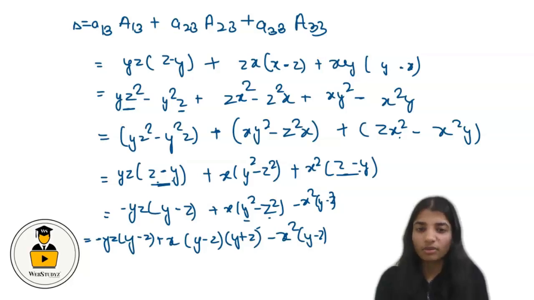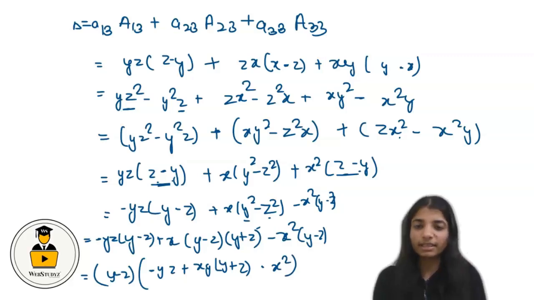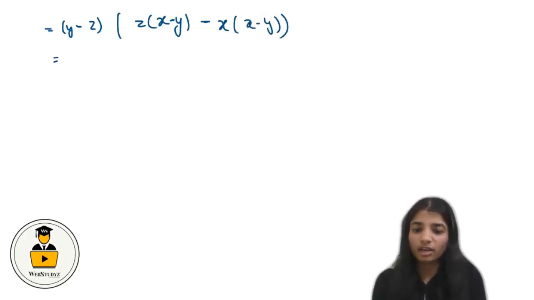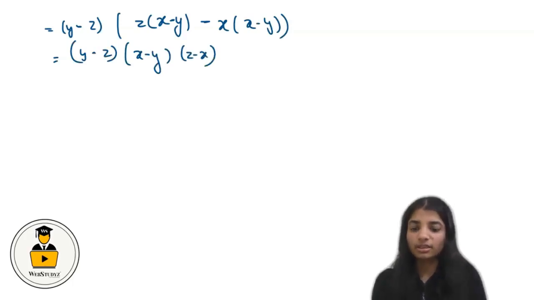We can take y minus z common from all of this. So taking y minus z common, this becomes minus of yz, plus x multiplied by y plus z, plus minus of x square. Now further simplifying, taking z common from the first two terms gives x minus y, and taking minus x common from the other terms gives x minus y. Now taking x minus y common, this becomes y minus z, x minus y, and z minus x. So this is the answer to this question.